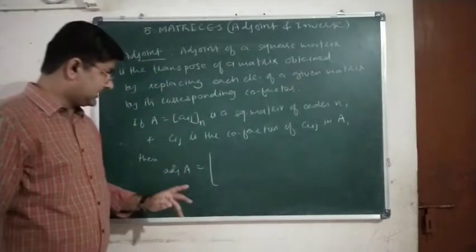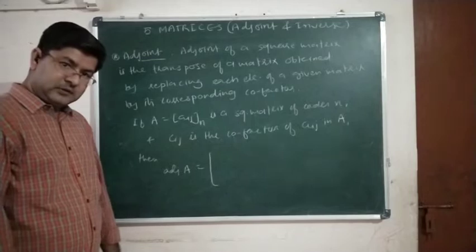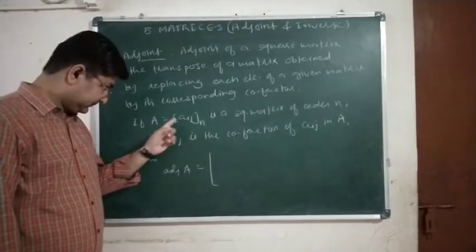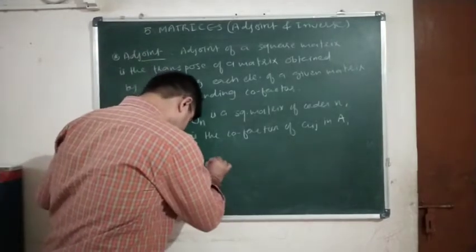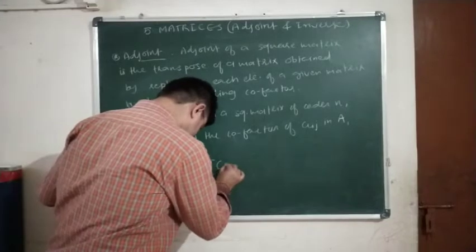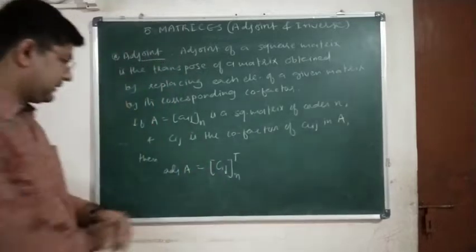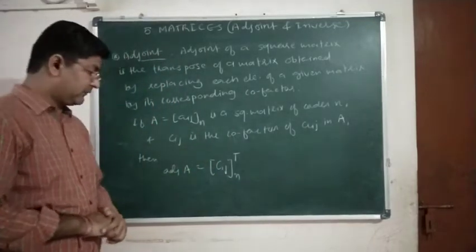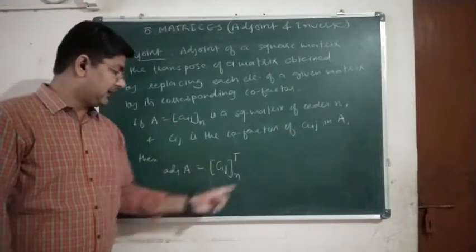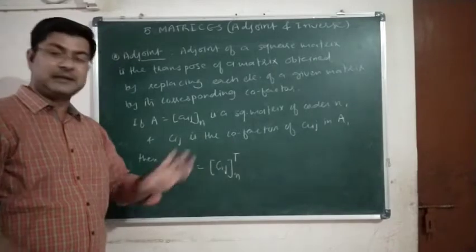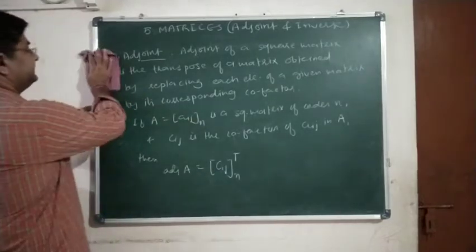obtained by replacing the elements Aij by Cij. Clear? So we will write down symbolically Cij and transpose. So we will take the transpose of the matrix obtained by replacing each element Aij of A by its cofactor Cij. Okay, let us try to understand with the help of examples.